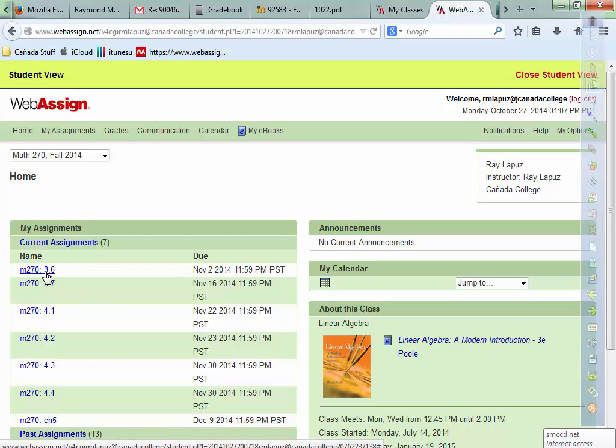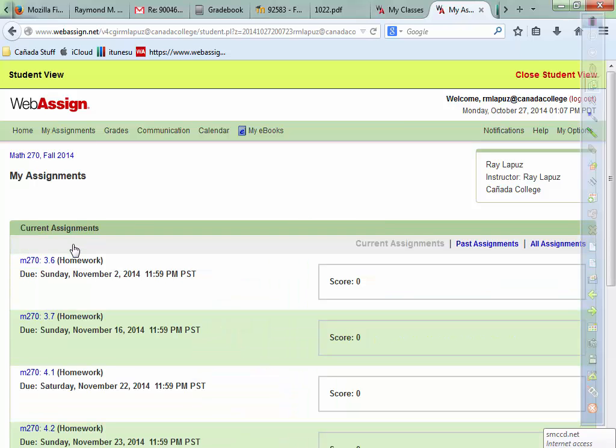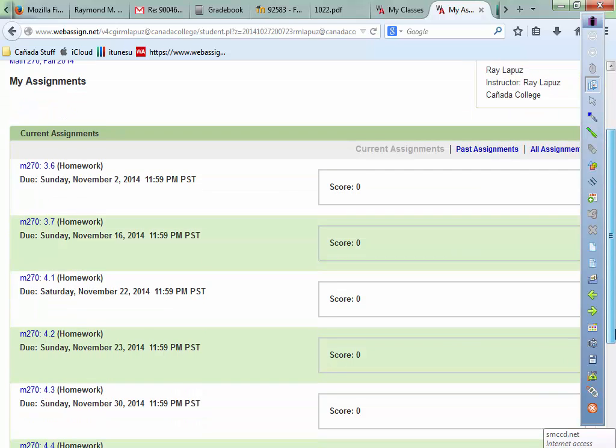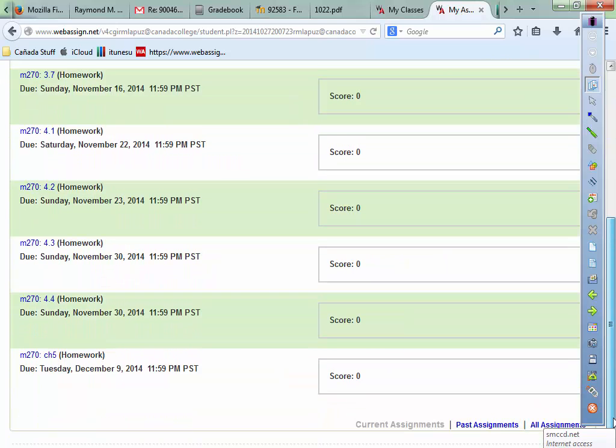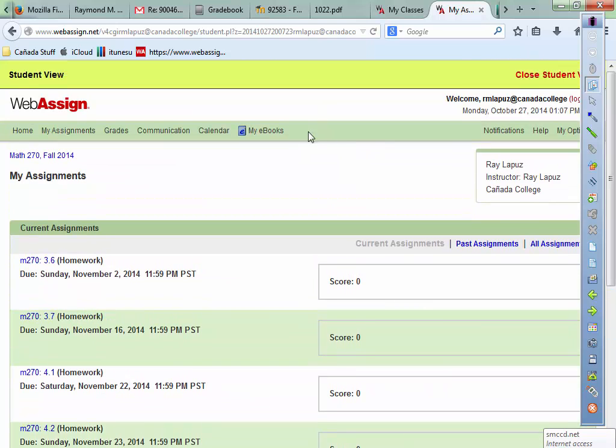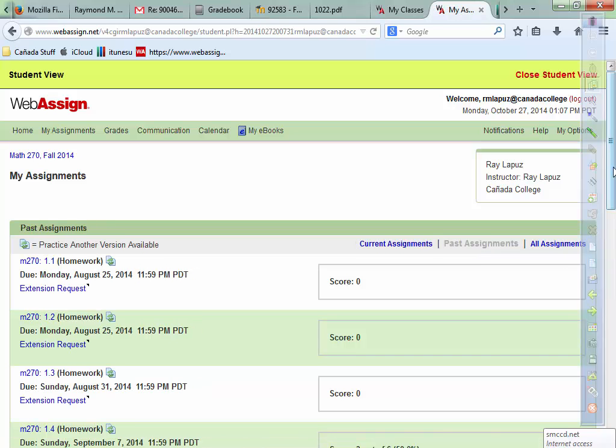This would be 3.6 or 3.7. 3.5. We haven't talked about the last two problems. So I suppose I should extend that.